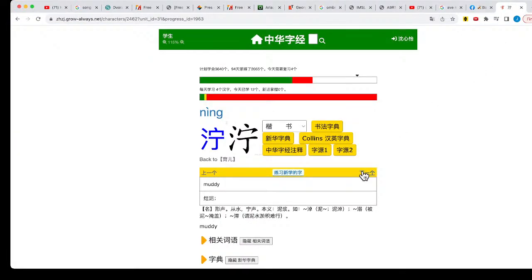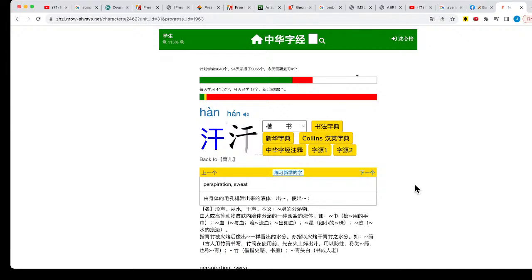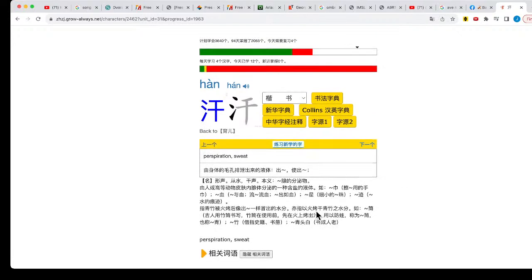That means muddy. And then next one, Han. Han means perspiration, sweat. That's very easy. Another cultural thing related to this is the Chinese writing instrument, the brush. Usually it's made out of bamboo, and when they make it, they have to use fire to dry the bamboo. The bamboo will sweat, the water inside literally oozes out. So they call it hanzhu, the bamboo sweat.